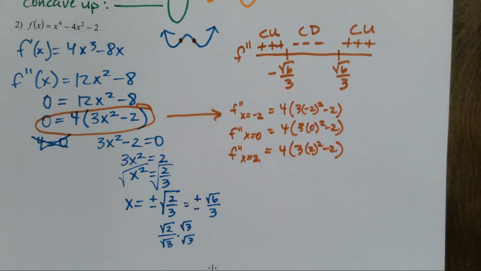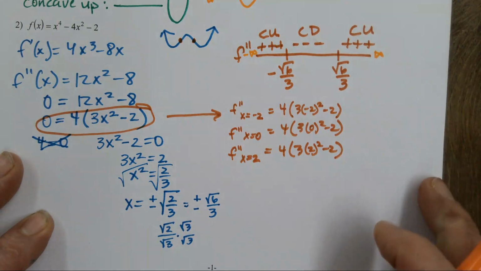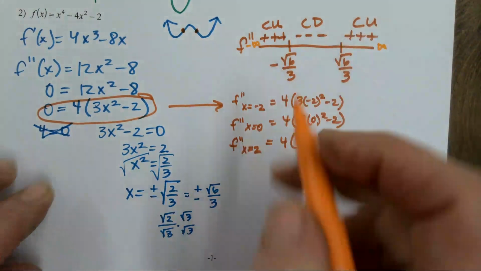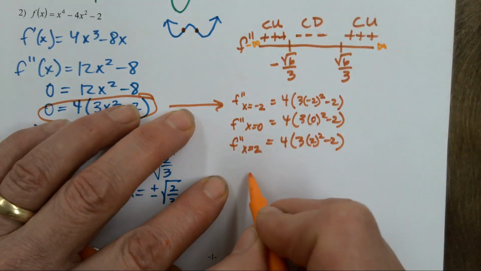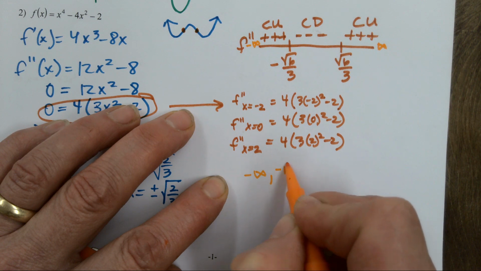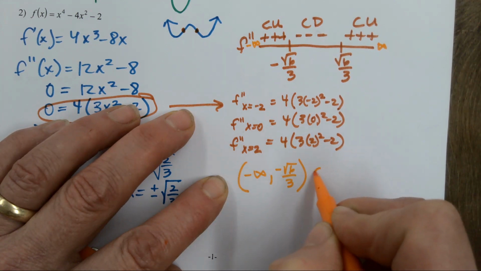Okay, so what do we do next? Now we interpret it. I know on this side of the graph is negative infinity, right? And on this side of the graph is positive infinity. And so I'm just going to write my interval. I have 2 concave ups. So it is from negative infinity up until negative square root of 6 over 3. It is concave up.